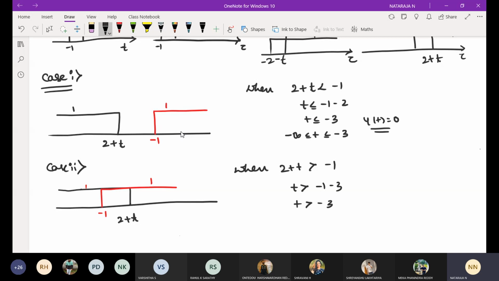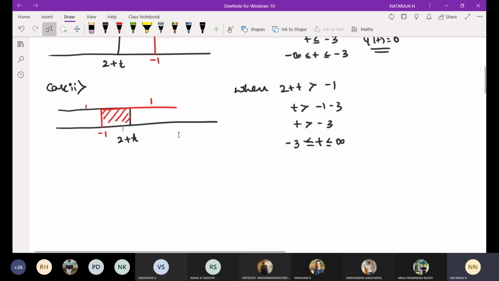It means that the signal lies between -3 and infinity, that is, t is greater than or equal to -3, up to infinity, so the signals will be overlapping. This is an overlapping condition. Here both the signals are overlapped. Now for this given signal we need to find y of t.